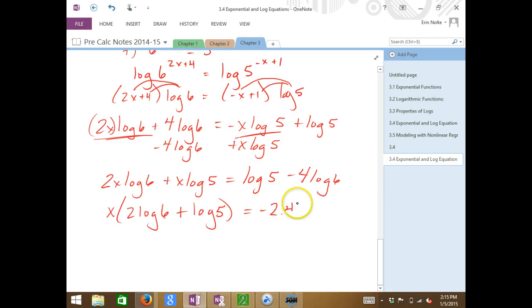Negative 2.41. Okay? So last step here, if I have x times some stuff, how do I get rid of the stuff? Divide it. Okay? So after you gave me that answer of negative 2.14, hit divided by, okay, and then divide by this, 2 logs of 6 plus the log of 5.